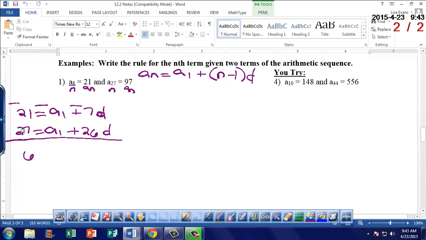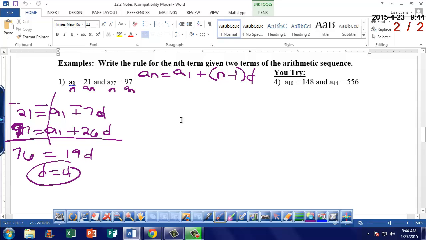And look, this isn't so bad. Negative 21 plus 97 is 76. The a sub 1's cancel. I get 19d here. Oh, I'm sorry, this should be 97, not 27. So that's 76. I apologize, I wrote it wrong. So when I solve, I get d to equal 4.